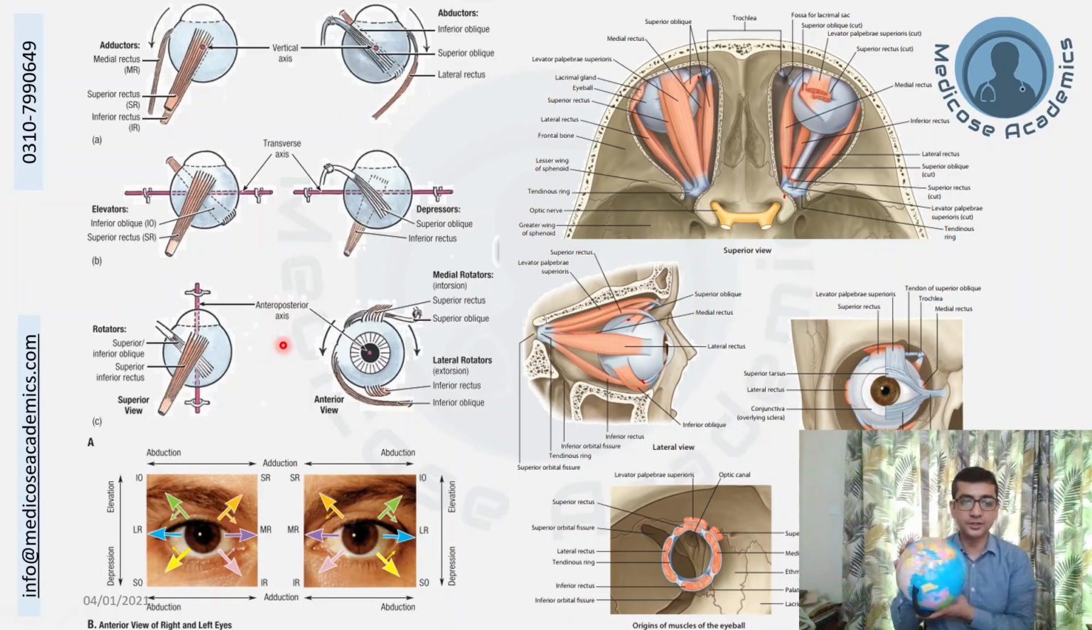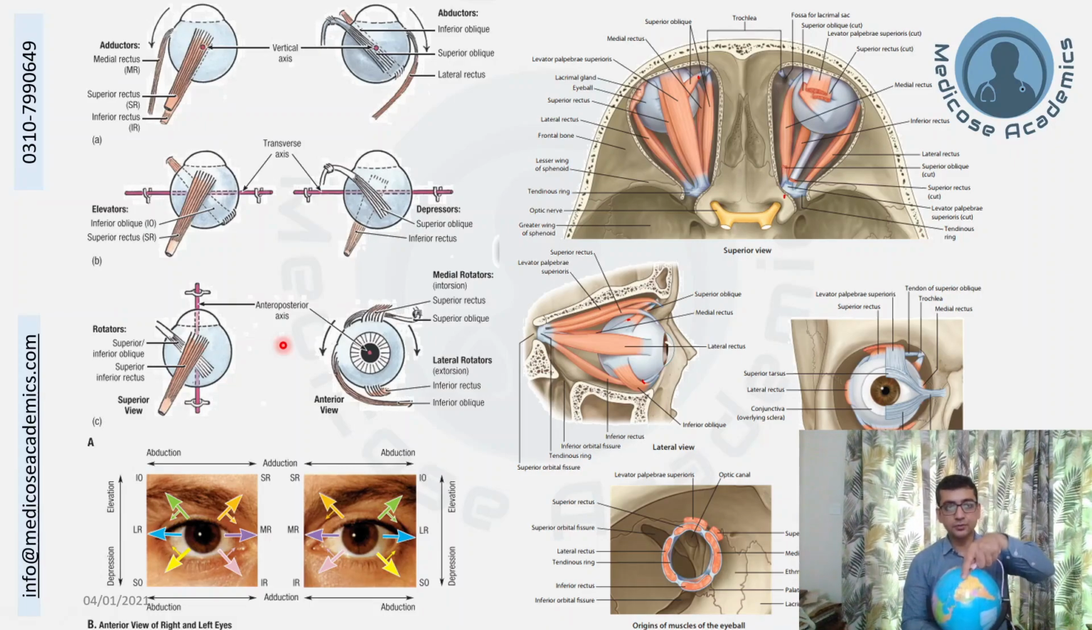So these are the three sets of movements that can be present here. In the vertical axis there can be adduction and abduction. In the horizontal axis there can be elevation and depression, and along the anteroposterior axis there can be intorsion and extorsion. Let's talk about the functions of the muscles along the three axes, all of them. Let's talk about superior rectus first.